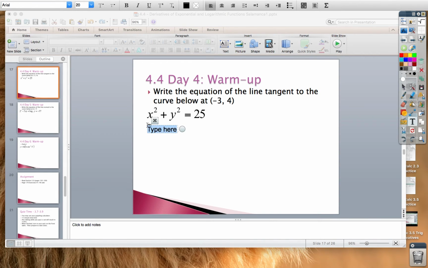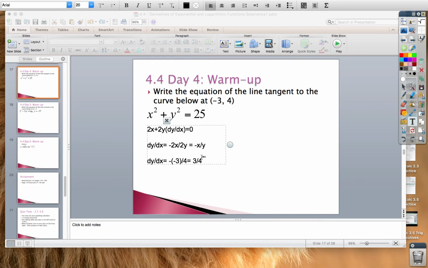So we take the derivative of each. The derivative of x squared is 2x plus 2y dy/dx equals 0. Solving for dy/dx, we get dy/dx equals negative 2x divided by 2y, which is just negative x divided by y. When we substitute in negative 3 and 4 into the problem, we get negative 3 divided by 4, which is just 3/4. So the slope of the tangent here is 3/4.